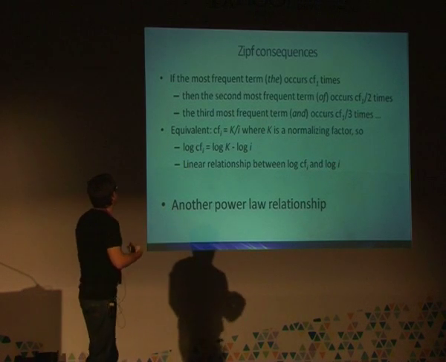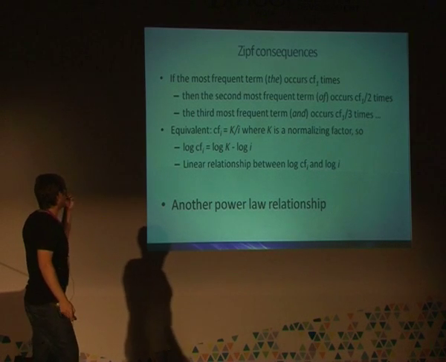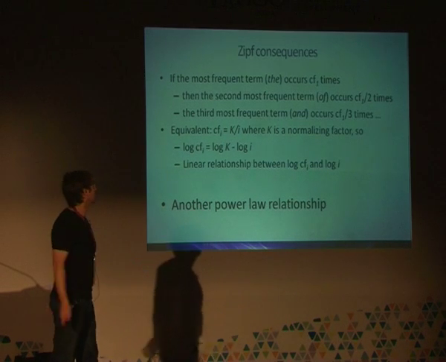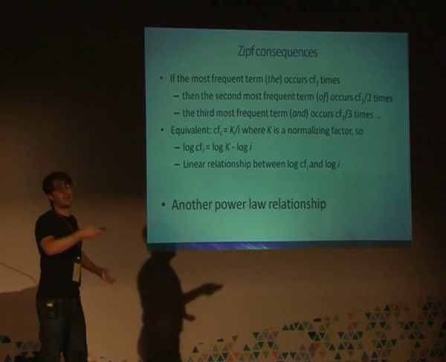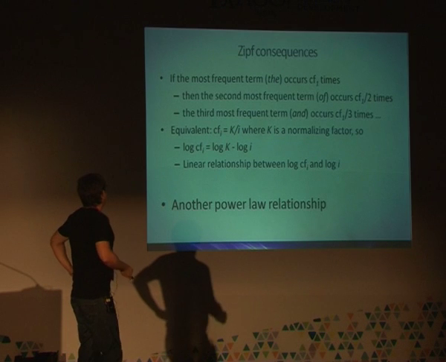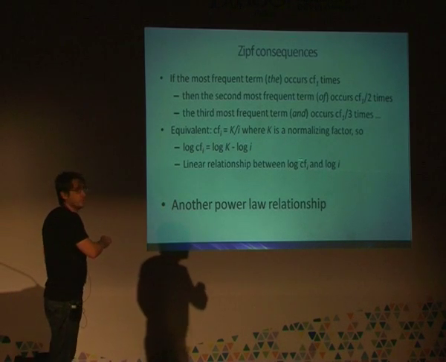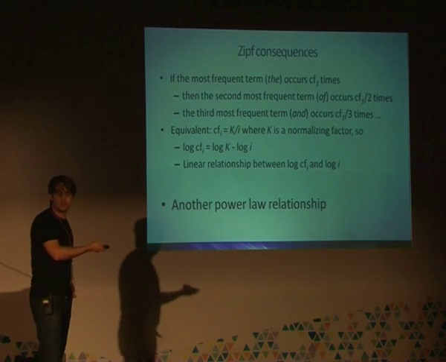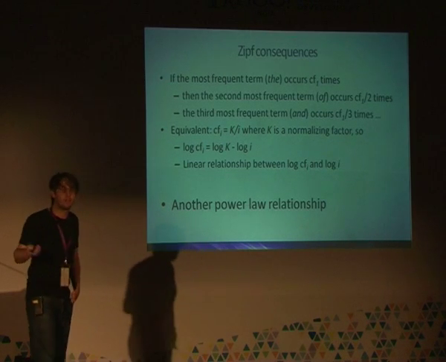Again, what it says is that if the most frequent term, which is "the", occurs x times, then the second most frequent term, which will be "of", will occur x divided by 2 times. And then the third most frequent term will occur x divided by 3 times. Equivalently, the log of the frequency is the log of a constant minus the log of the position. So you call this a log-log linear relationship between frequency and order. This is yet another power law.